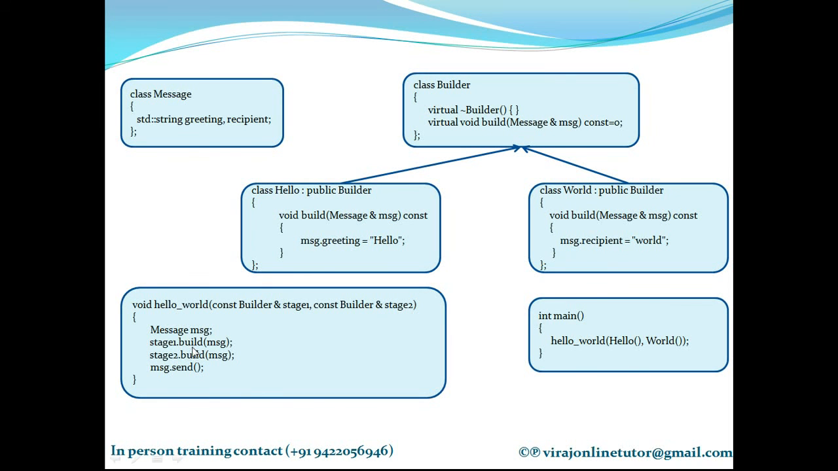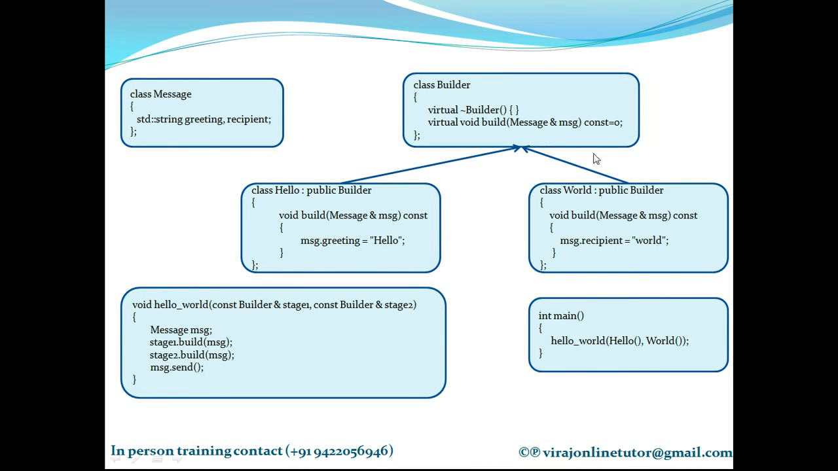So let's go to build function of hello. Here I am getting this message object. Here I am setting the greeting component to hello. So after execution of this statement, I have a greeting component created. Then I am passing that message object whose greeting component is already created to the build function of stage 2. What is stage 2? World.